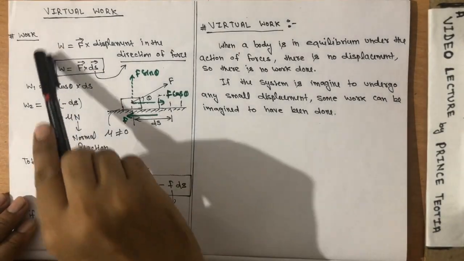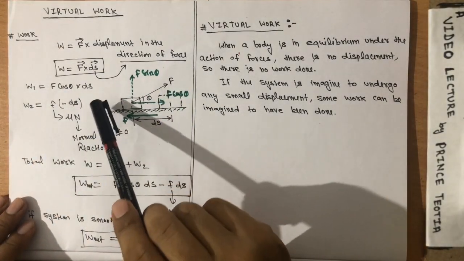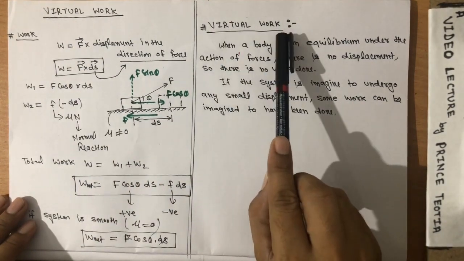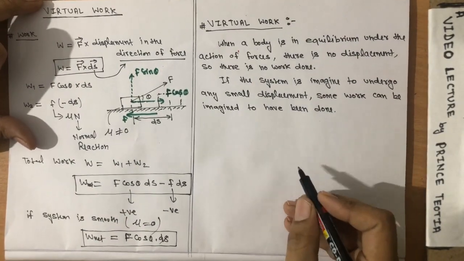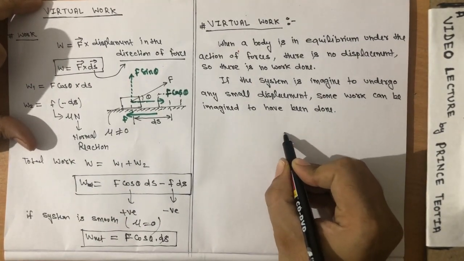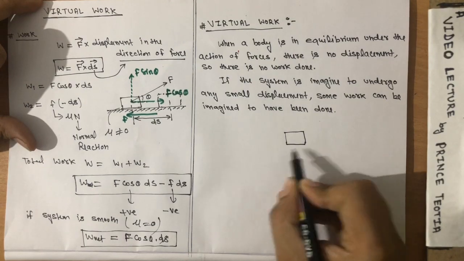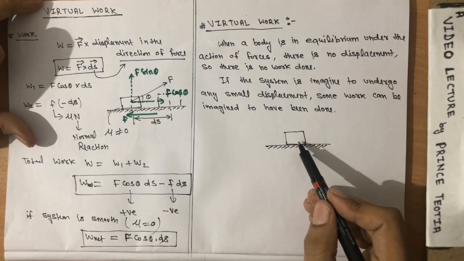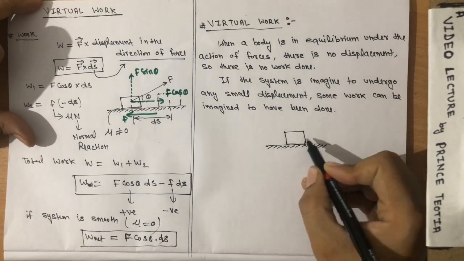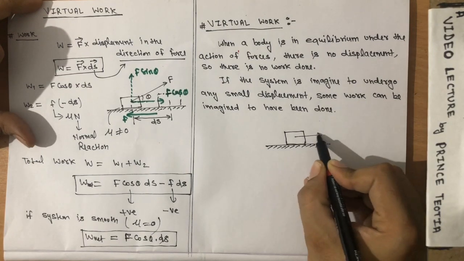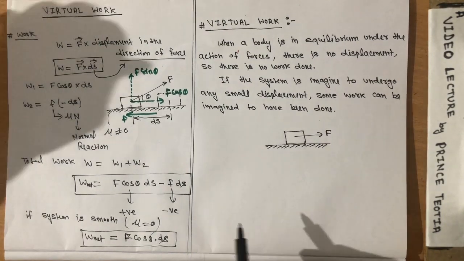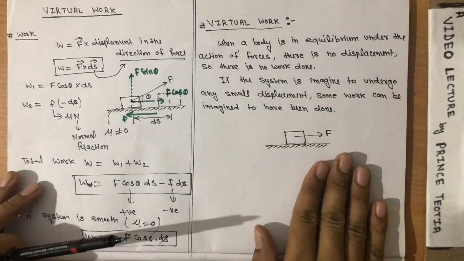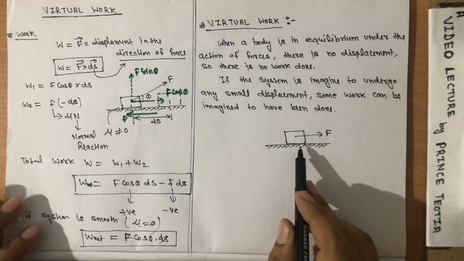Okay, so this is the work you already studied. And now what is the virtual work? So the virtual work is, suppose this is the system, this is the block, and this is in equilibrium. Suppose we applied a force F, and this block is still in equilibrium. If this is in equilibrium, there is no displacement, means there is no work.